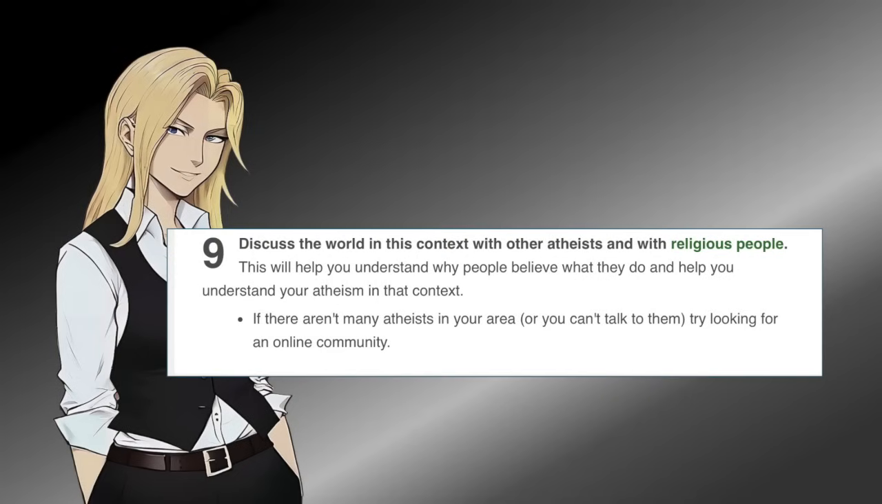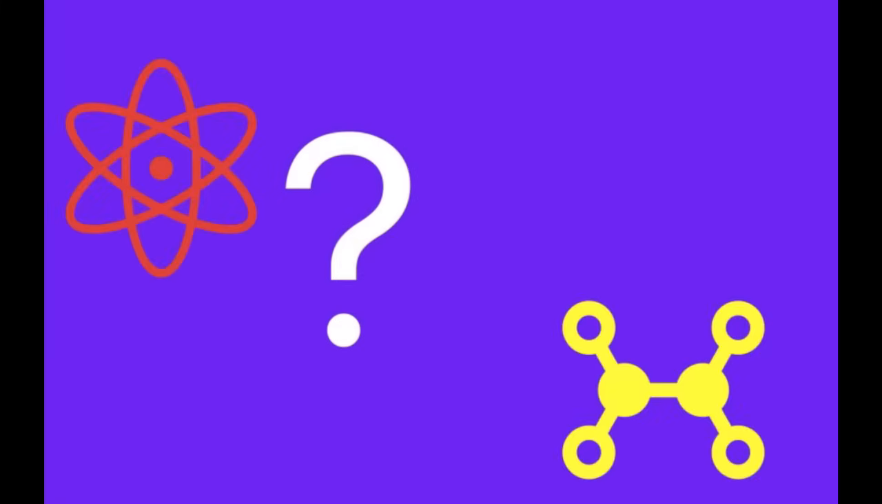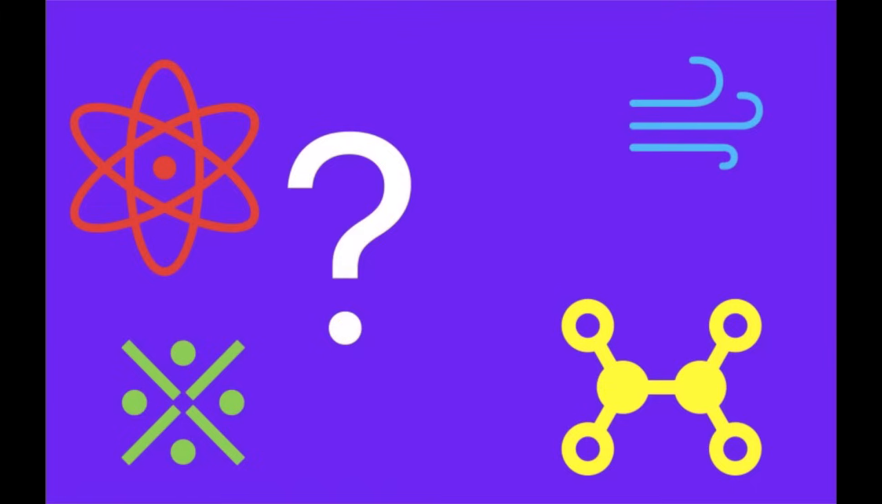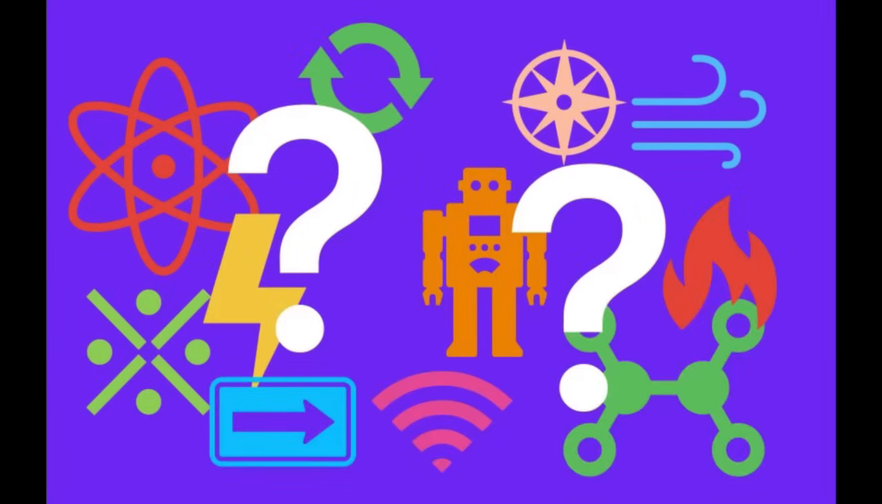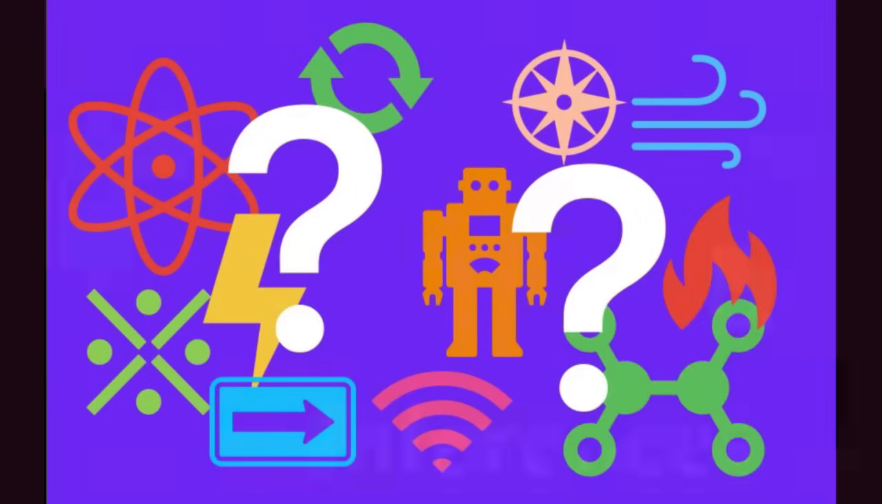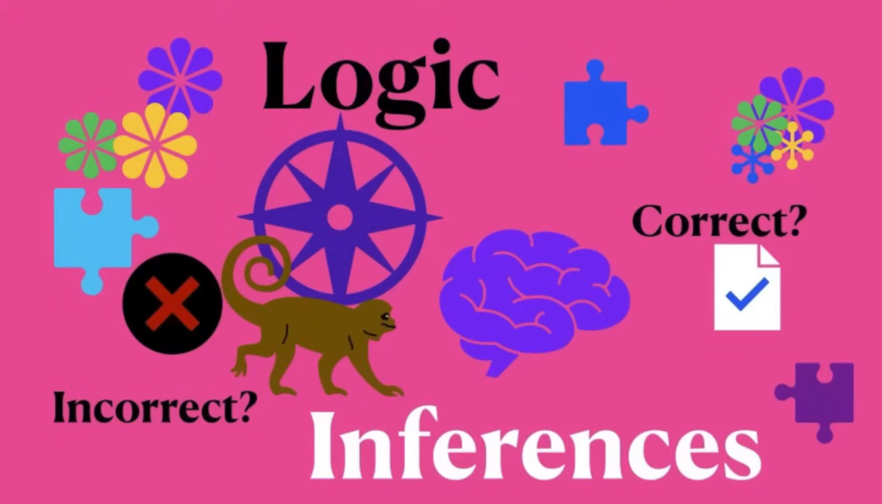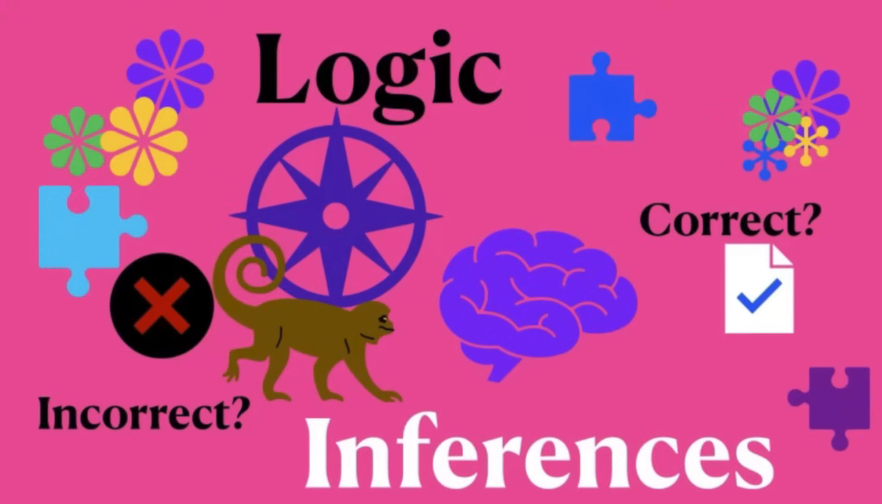Let's go on to number 9. Discuss the world in this context with other atheists and with religious people. This will help you understand why people believe what they do and help you understand your atheism in that context. And it goes on, you can look for online community if there aren't many atheists in your area. And I do think this is a great idea, if you're leaving a religion and you have to kind of figure your own self out, like, what do I think about a whole host of things? I don't have a religious authority telling me what I'm supposed to believe. It's good to hear what people believe, why they believe it, and then filter it. You don't accept it. You kind of have to think, well, what do I think of that? And do I think their explanations are good? And anyway, it's a really great process. If you love to learn and you want to improve yourself, I think it's the best way to go.